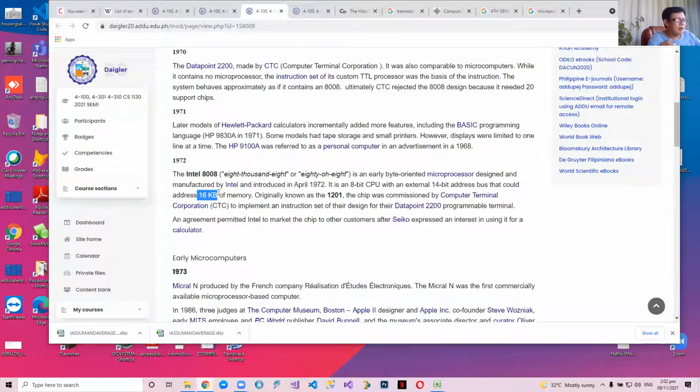How did I know that? Because remember, in the DEC PDP-1, we have a 12-bit address. No? 12 can store 4K. So 13, 8K times 2. Okay. And then, of course, 14 can store 16 KB of memory. You follow? So madali lang naman.